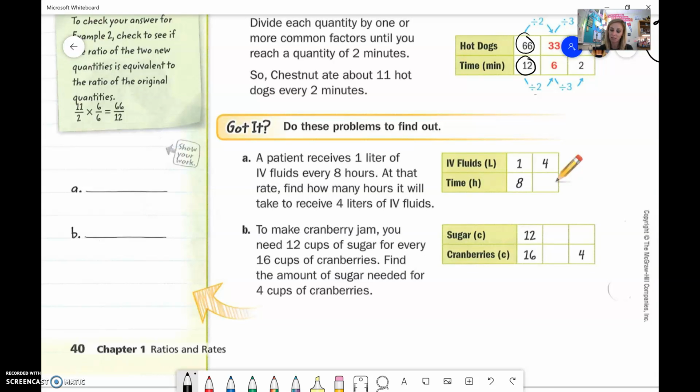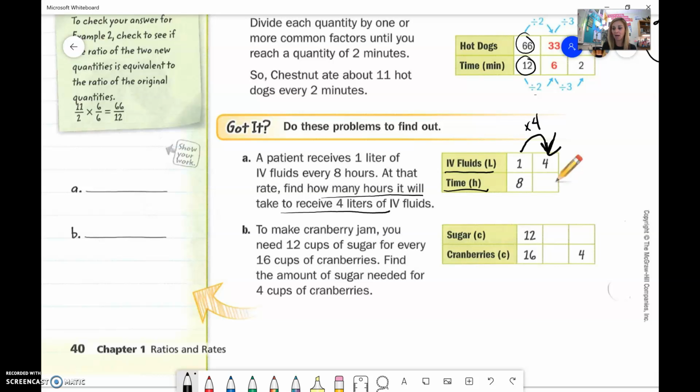Okay, let's take a look at a couple of these problems. It says a patient receives 1 liter of IV fluids for every 8 hours. Notice how they have this table set up. 1 liter right here, and then they have the time, 8 hours. At that rate, find out how many liters it will be for 4 hours, for IV fluids. So notice they placed the 4 up here, up at top, and I need to figure out how I get from 1 to 4 by multiplying or dividing. Well, since my number is getting bigger, and I'm not talking fractions, I'm going to multiply by 4.